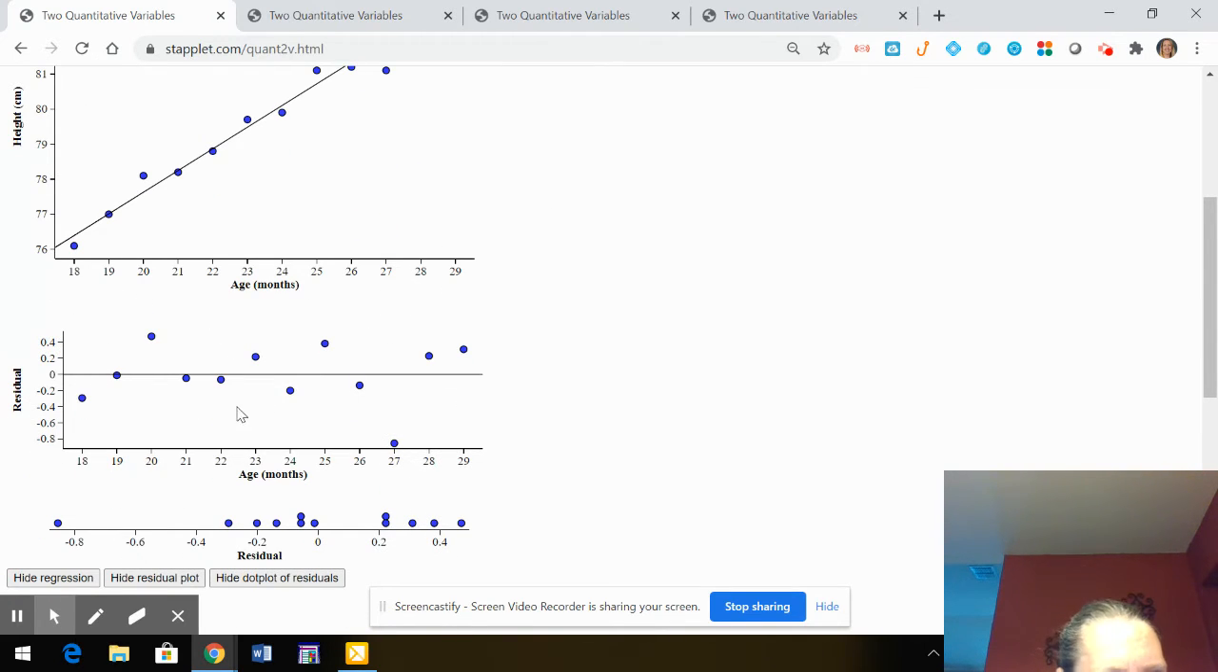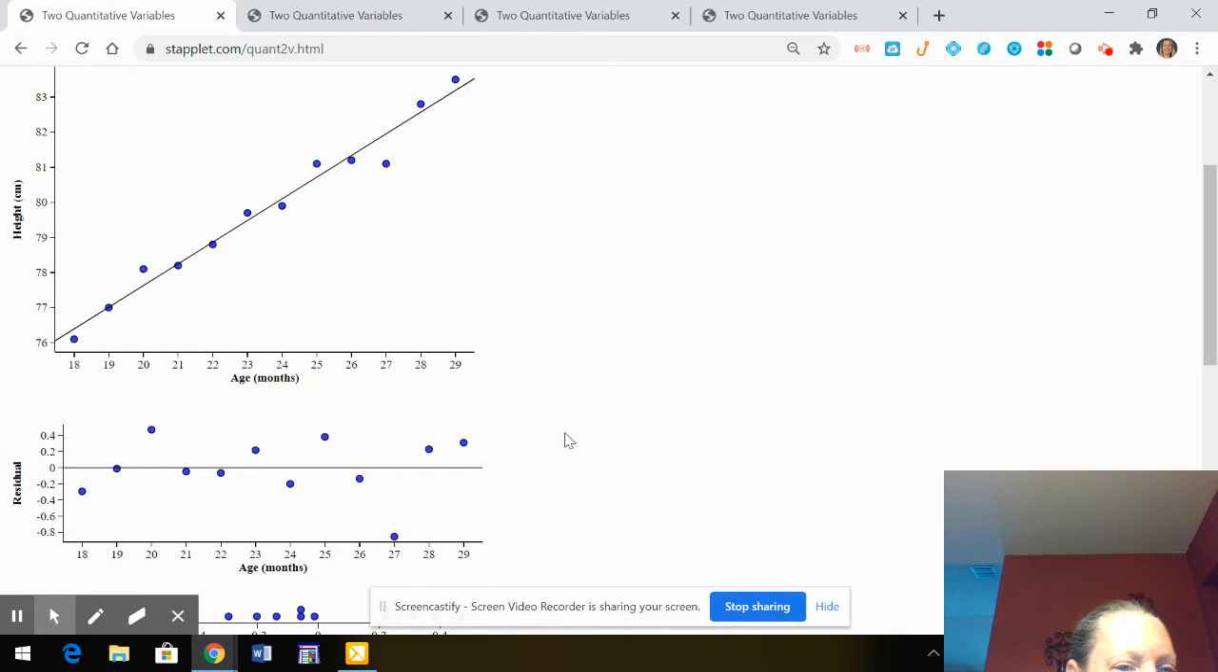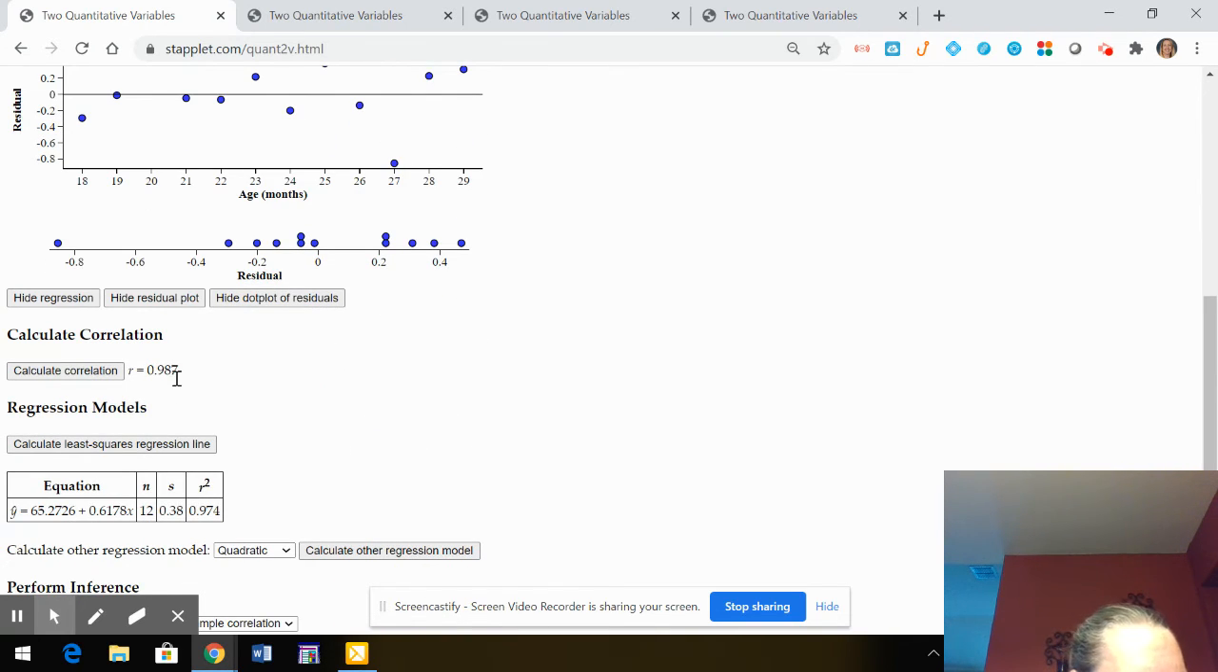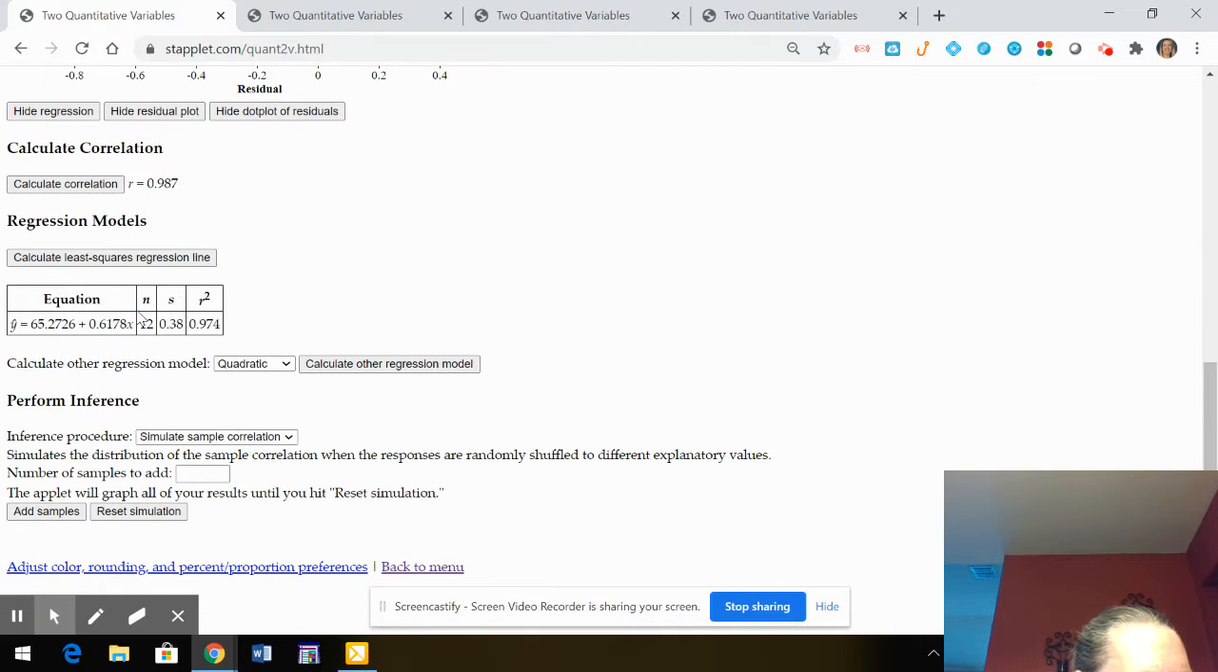This is your residual plot. What this essentially is, if I took this and flattened this line, these are those points around that regression line. I want to see a random scatter here, no curve pattern. You're not only going to get the correlation r, you're going to get your regression equation here. You're going to get n, how many items you had, s, and r squared. Those are all the things you're going to use.